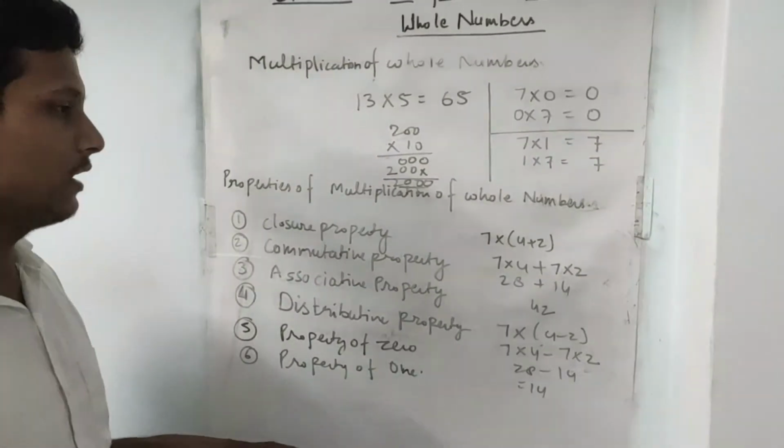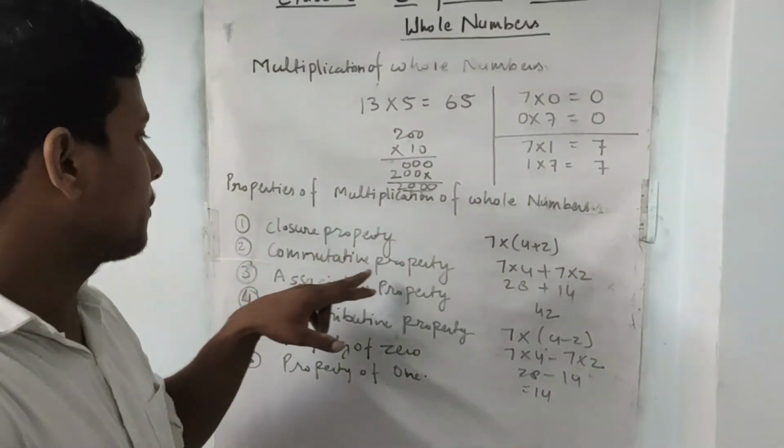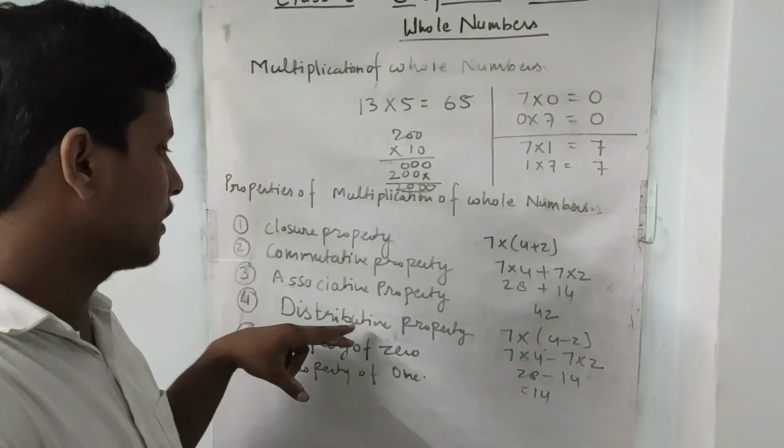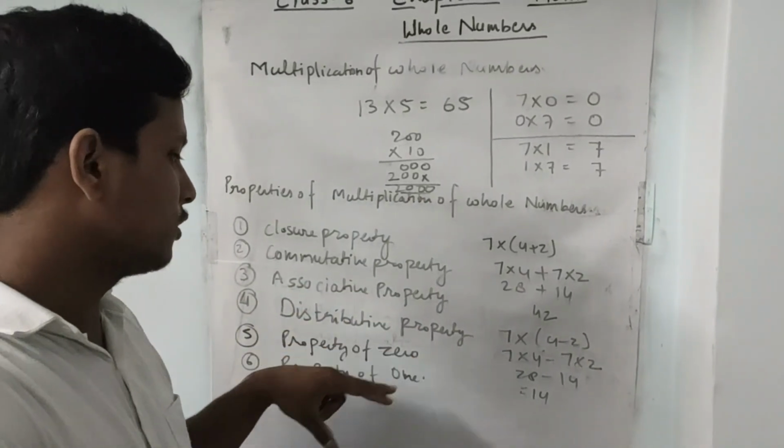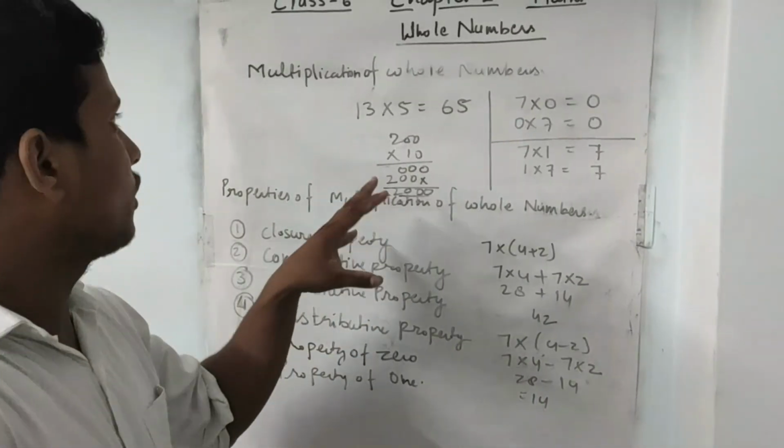So what we have learned in this part: closure property, commutative property, associative property, distributive property, property of 0 and property of 1. That's it for multiplication.